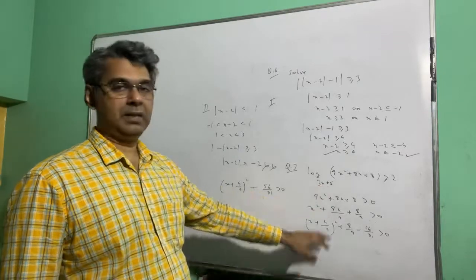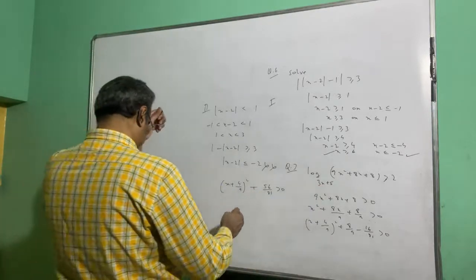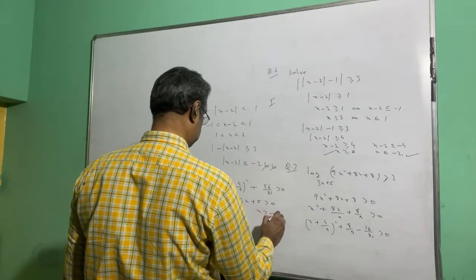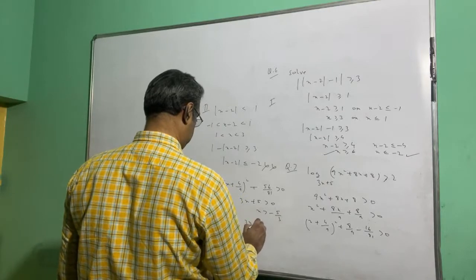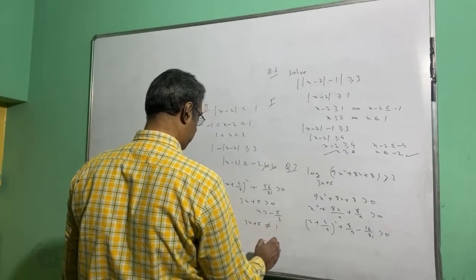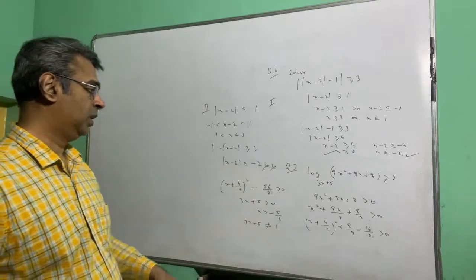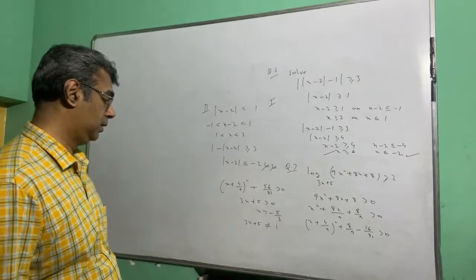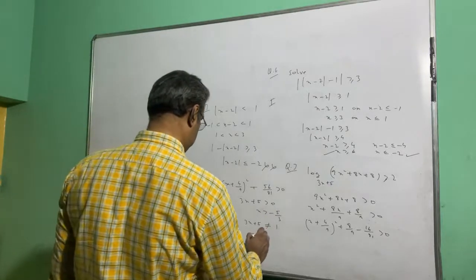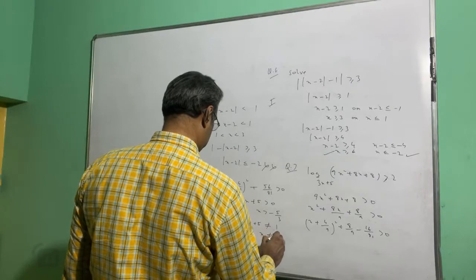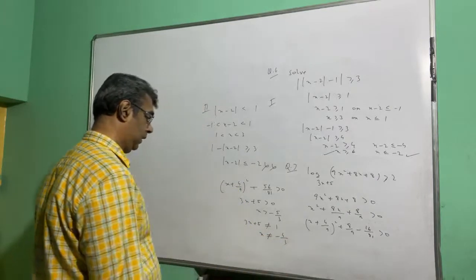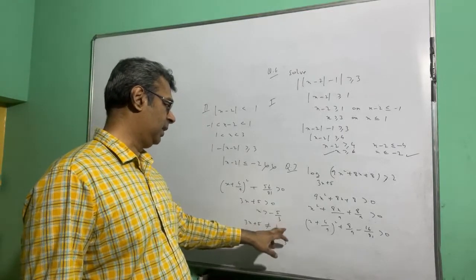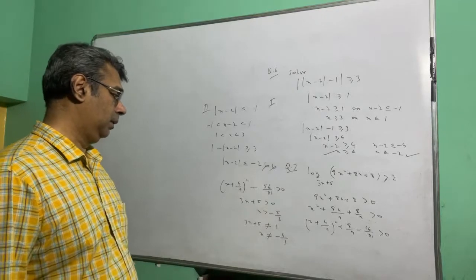Secondly, the base has to be positive. And thirdly, the base cannot be equal to 1. So the base has to be positive. So 3x plus 5 greater than 0. So x greater than minus 5 by 3. And the base cannot be 1. So x cannot be minus 4 by 3. Right? So x has to be greater than minus 5 by 3, but x cannot be minus 4 by 3.